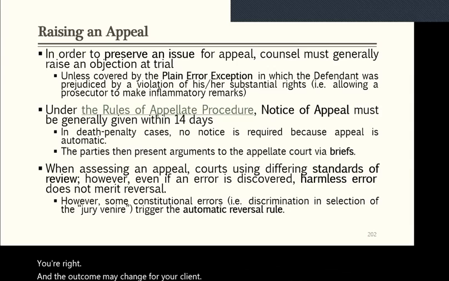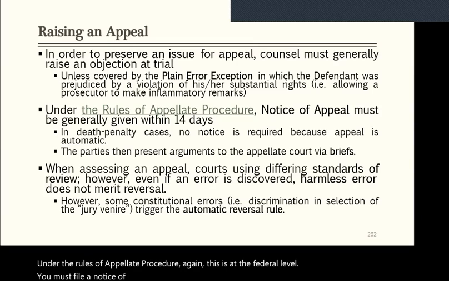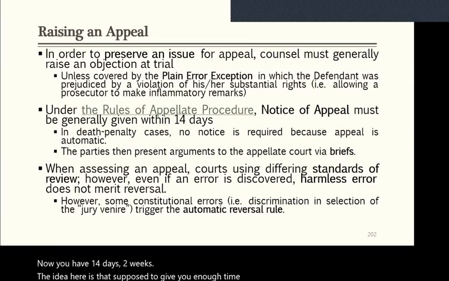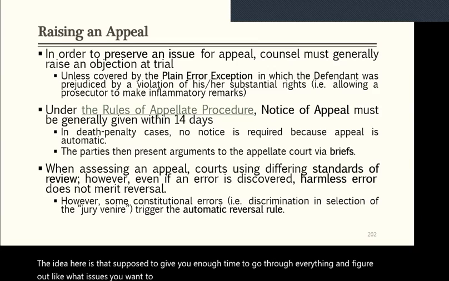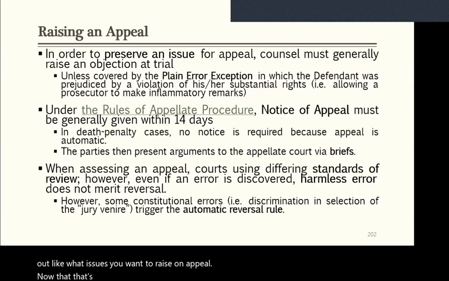So when thinking about appeals, under the rules of appellate procedure, again, this is at the federal level, you must file a notice of appeal within 14 days, generally speaking, of your conviction or sentencing, right? Now, you get 14 days, 2 weeks. The idea here is it's supposed to give you enough time to go through everything and figure out what issues you want to raise on appeal. Now that's fair, but generally speaking, you're just giving the notice, right? It's just saying I'm appealing and I'm appealing this.